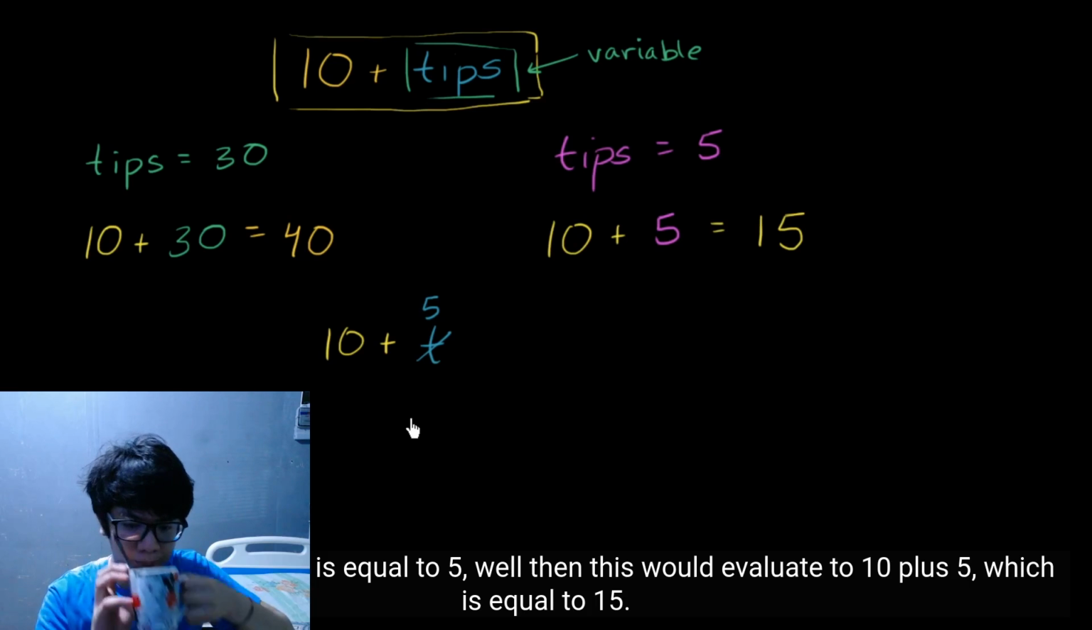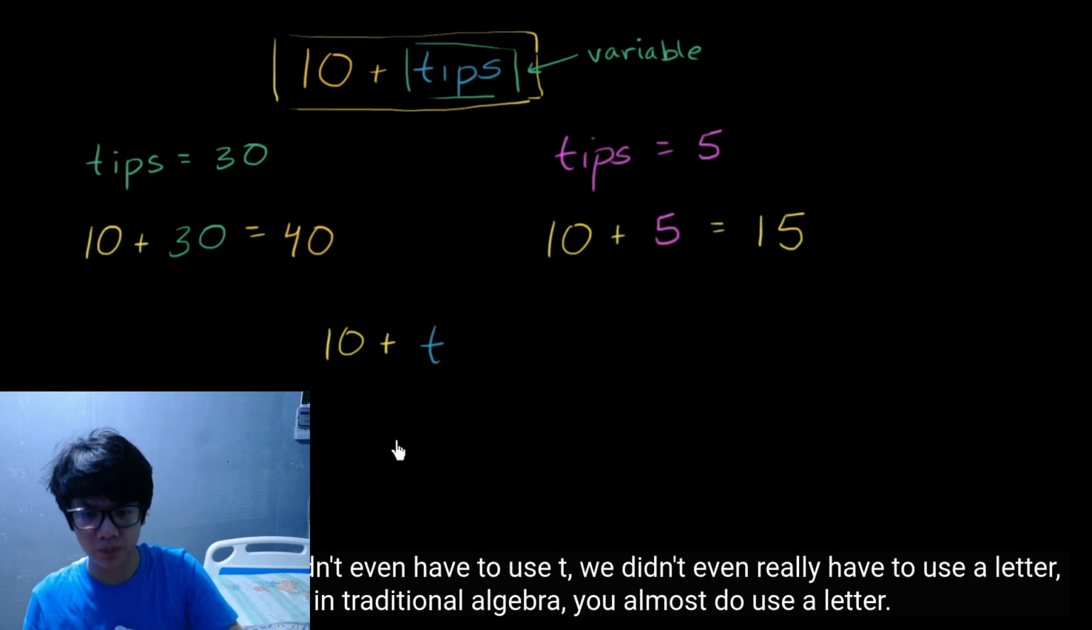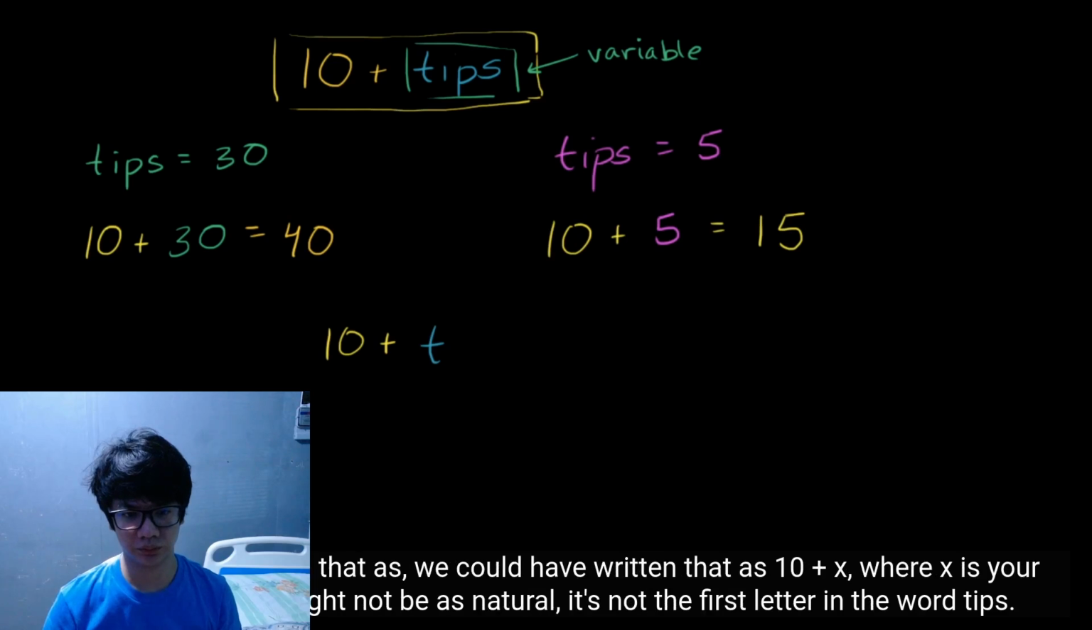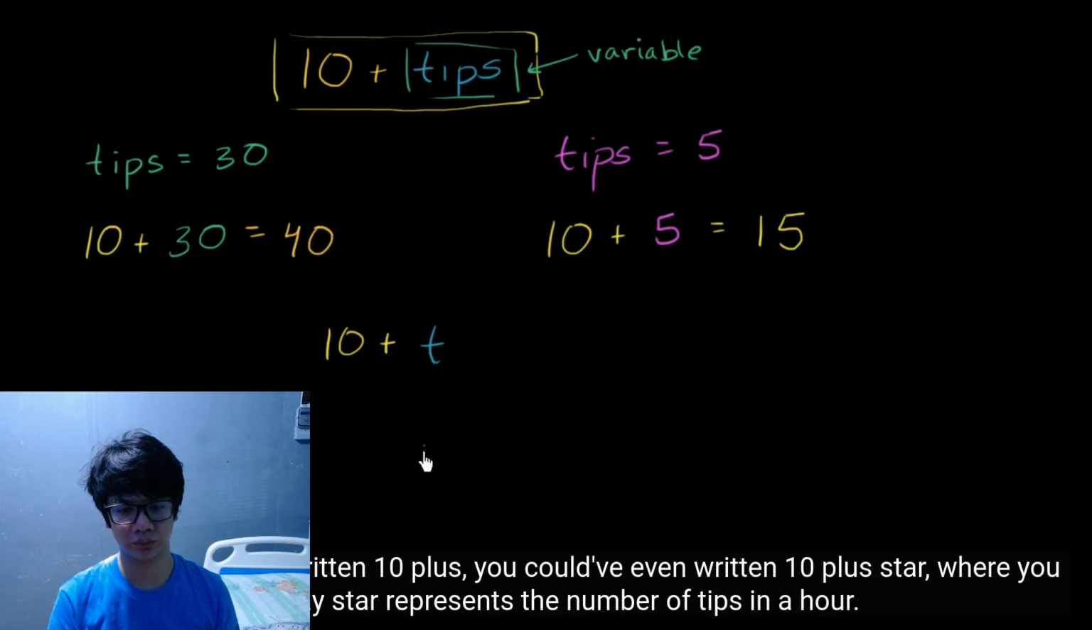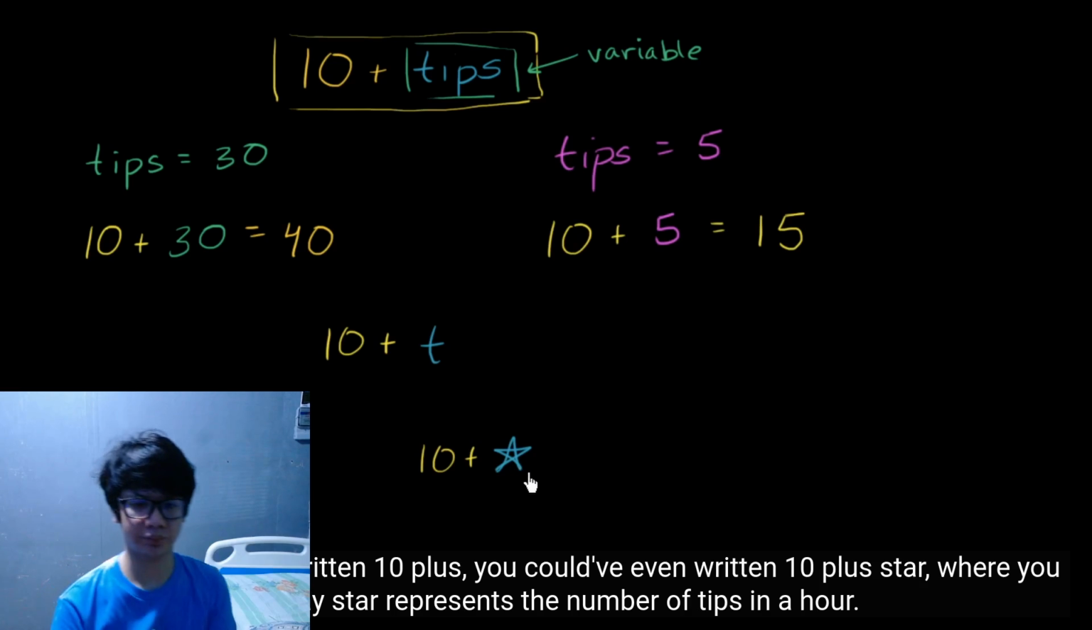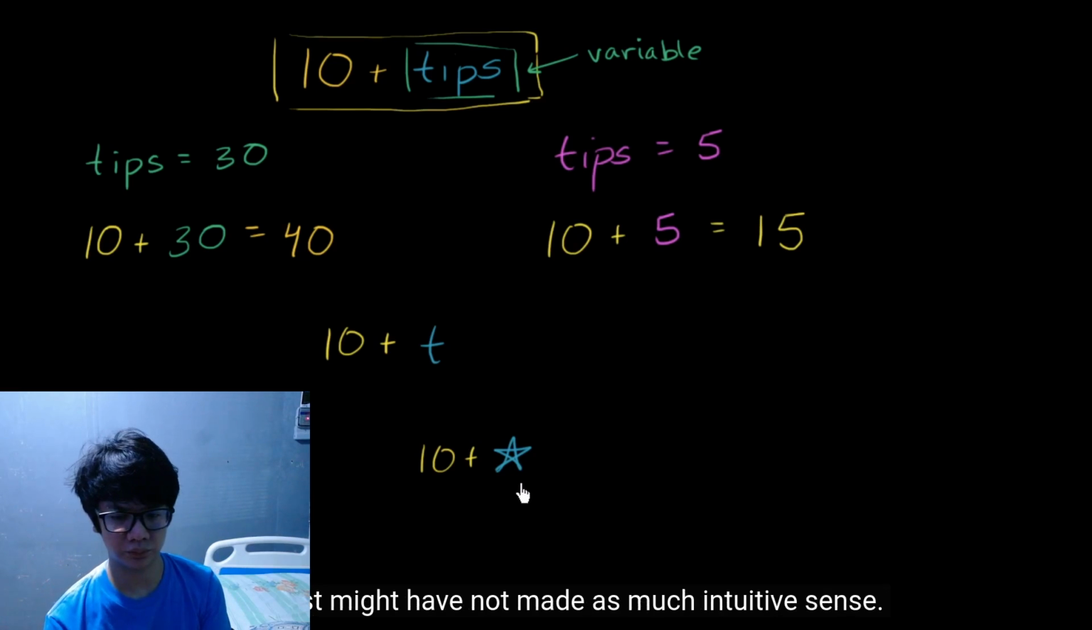Now, I want to be clear, we didn't even have to use t. We didn't even really have to use a letter, although in traditional algebra, you almost do use a letter. We could have written it as 10 plus x, where x is your tips per hour. X might not be as natural. It's not the first letter in the word tips. Or you could have even written 10 plus star, where star represents the number of tips in an hour, but it just might not have made as much intuitive sense.